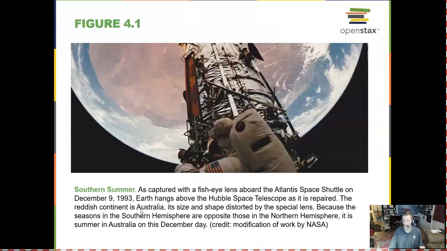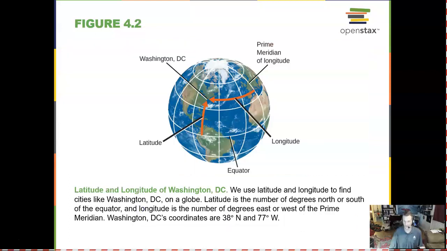Here is the Hubble Space Telescope back in 1993 being worked on inside the cargo bay of the Space Shuttle Atlantis. The telescope has been in space since 1990.